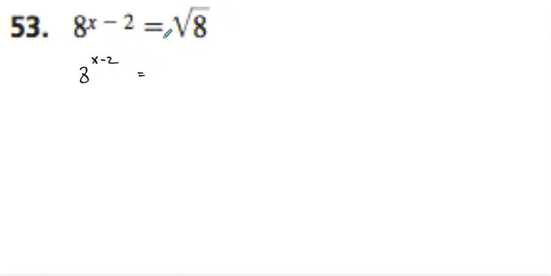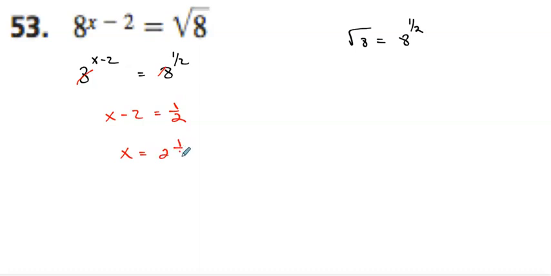And then hopefully you could be thinking about how else you can write the square root of 8. We came across this a lesson or 2 ago. The square root of 8 can also be written as an exponent as 8 to the 1/2 power. So that's what I'm looking for here, right? I'm looking for you to recognize that the square root is the 1/2 power. And now cancel out your bases, and you have x minus 2 is equal to 1/2. So x is equal to 2 and 1/2, or 5/2.